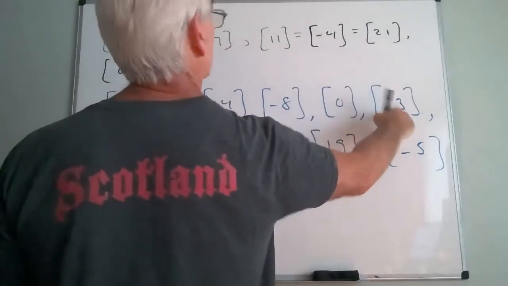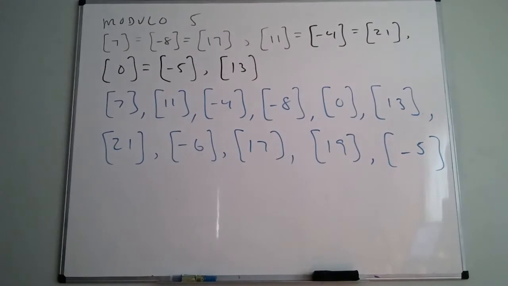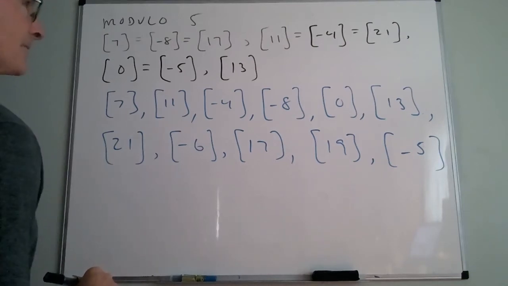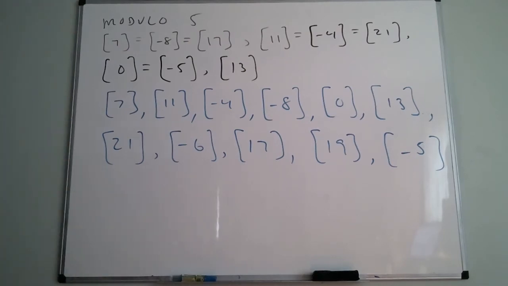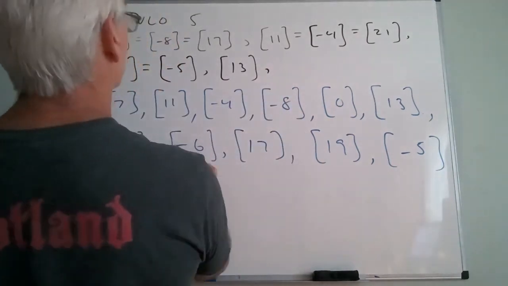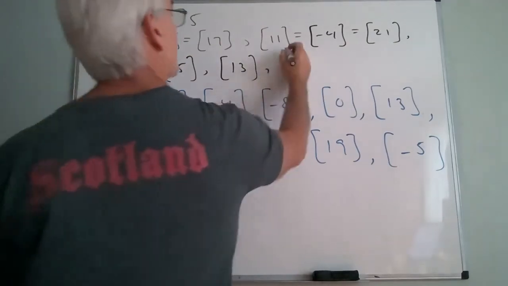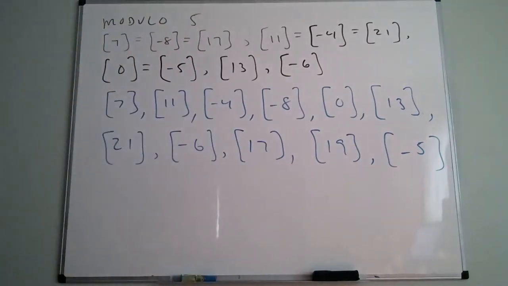Have we used 13? No, we haven't. So how about 13? Did we use 13 yet? No, we didn't. I had to do a double take there. So is there anything that is equivalent to 13? Or is it its own class? I think it's just its own class. And then what's left? Have we used 21? Have we used -6? We have not used -6. Is anything equivalent to -6? 19.